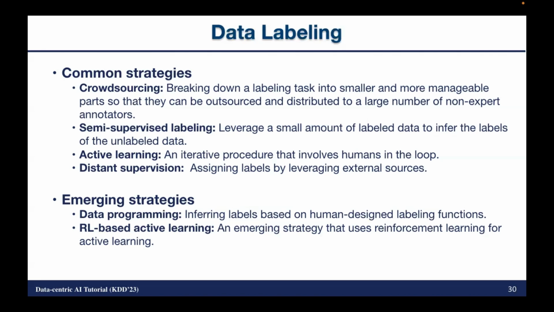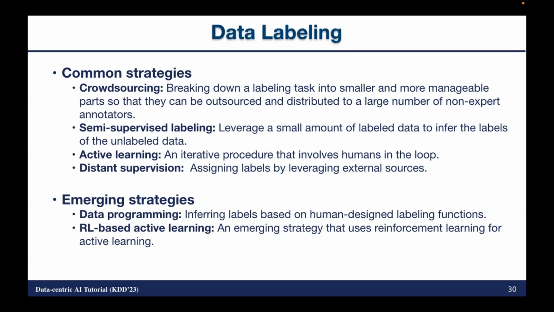The pro of this is that crowdsourcing can make the labeling process more manageable. The con is that because they are non-experts, we cannot ensure that the data quality is high enough. And another strategy is semi-supervised labeling. It's very similar to semi-supervised learning, which means leveraging a small amount of labeled data to infer the labels of the unlabeled data.